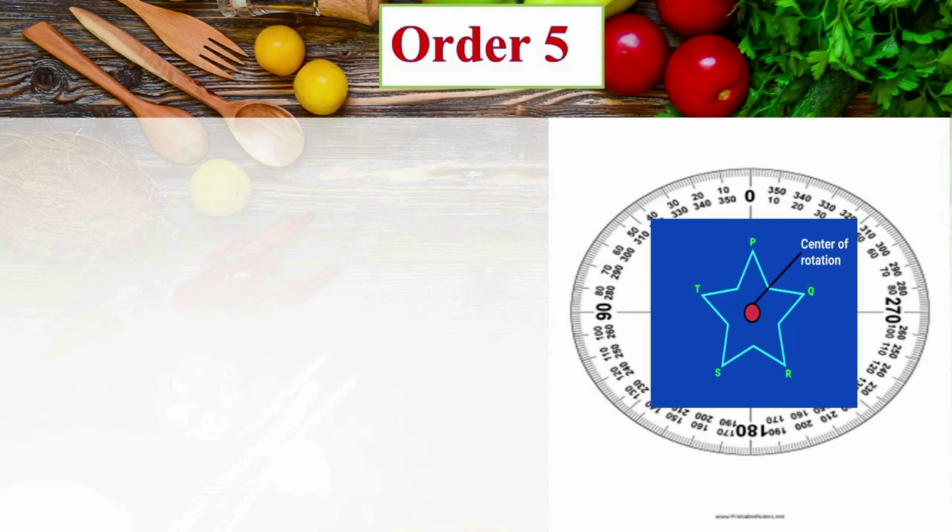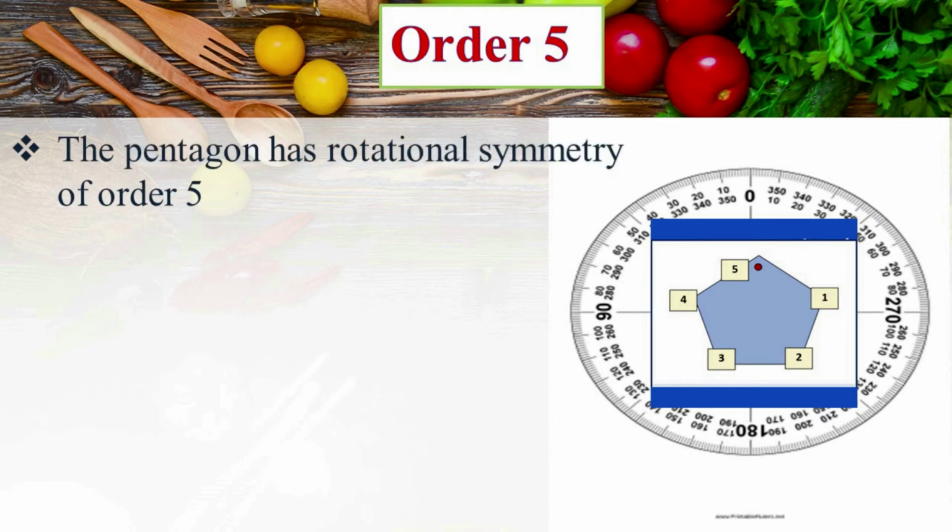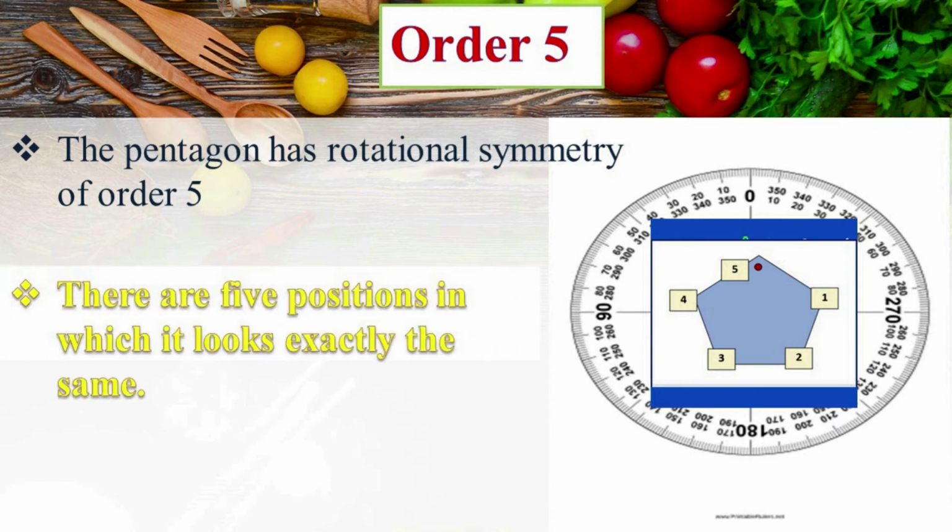Now P is in the 0 position. Check how many times you are getting the star. Same here. 1, 2, 3, 4, 5. 5 times we are getting the original shape on one full rotation. Likewise, for the pentagon also, we will get 5 times the original shape on one full rotation. The pentagon has rotational symmetry of order 5. There are 5 positions in which it looks exactly the same.